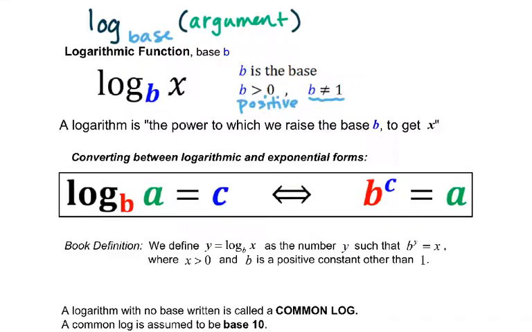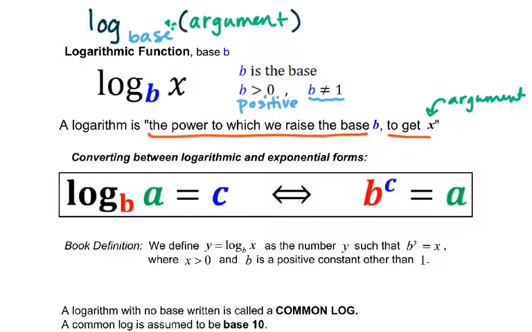So the exact phrase that we can use to define a logarithm is that a logarithm is the power to which we raise the base to get the argument, to get x. And in this situation, x is my argument. So looking up here at the top, we're going to be thinking, well, what power can I put here that will make it equal that? And that's what a logarithm is.